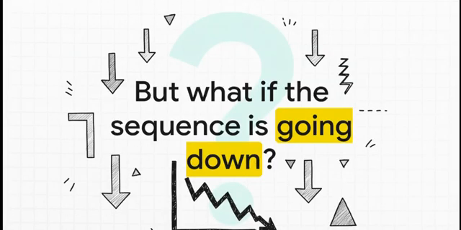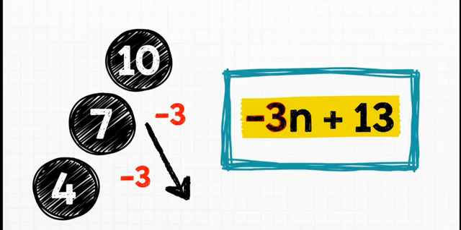That's all well and good for a sequence that's going up. But what about the tricky case? What happens to our rule if the numbers are going down? And here's the key thing to remember. A decreasing sequence, one where the numbers get smaller, is always going to have a negative number in front of the n in its rule.